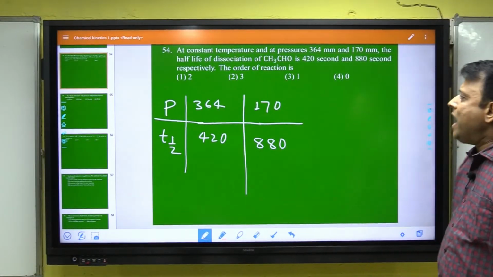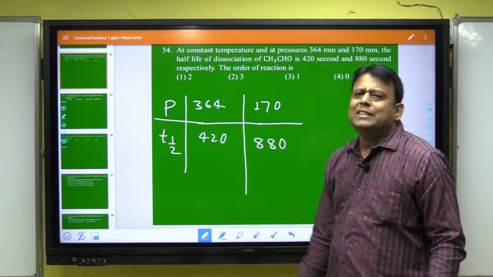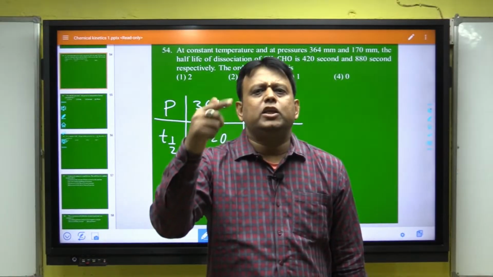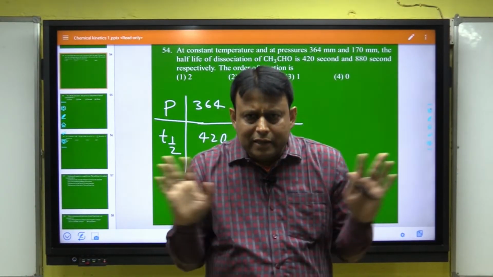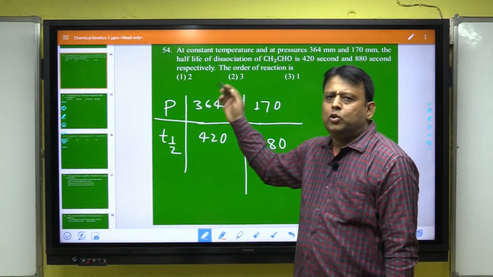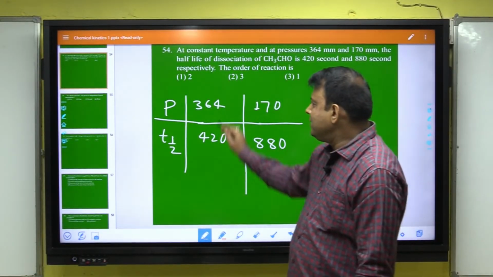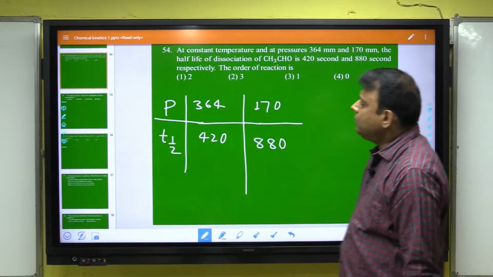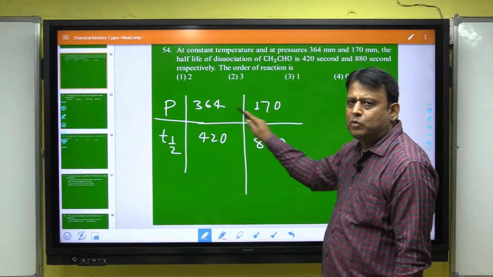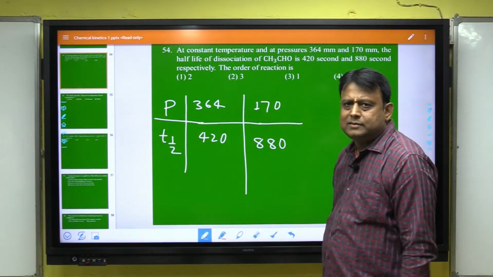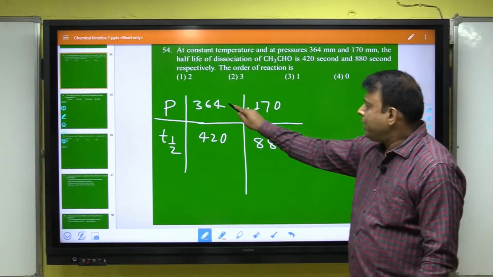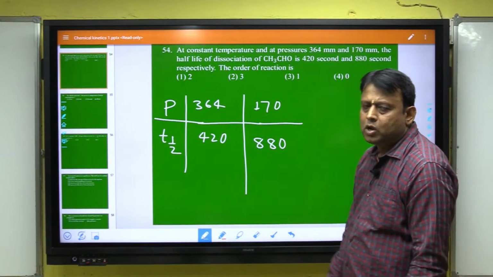Clear? What will be the order? Pressure, that means concentration. For a gaseous reactant, pressure is used instead of concentration. Listen carefully. That means it is concentration. And it is clearly given that when pressure decreases, half-life increases. What will be the order?